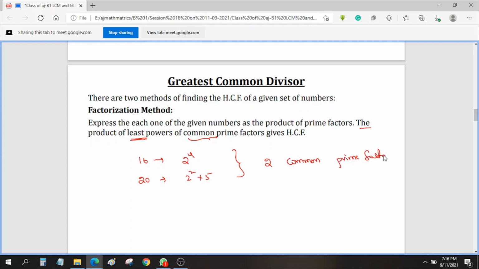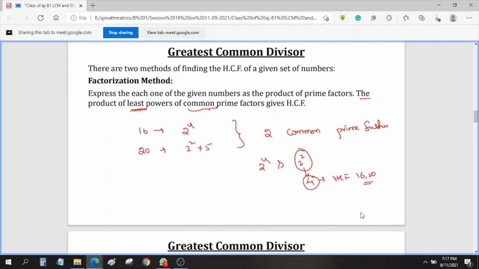And for 2, what's the least power? Here we have 2 power 4 and here we have 2 square. So what is the least power here? That is 2 square, which means 4. So 4 is the HCF of 16 and 20. So this is one more method to find the GCD.